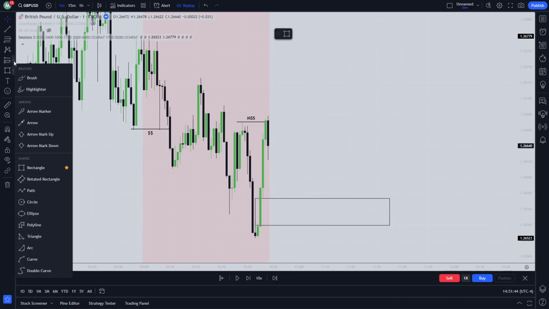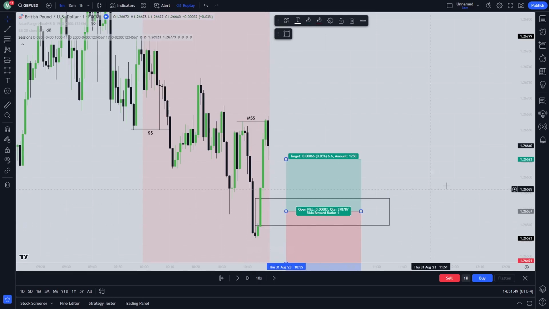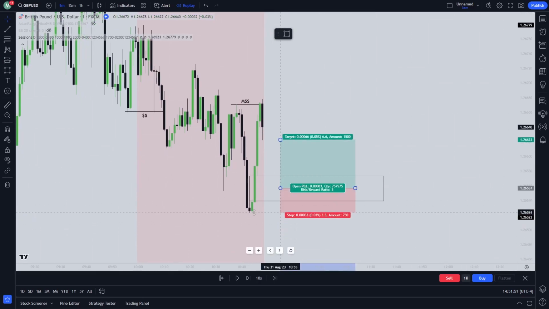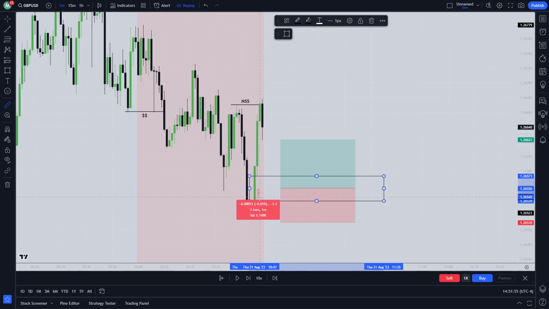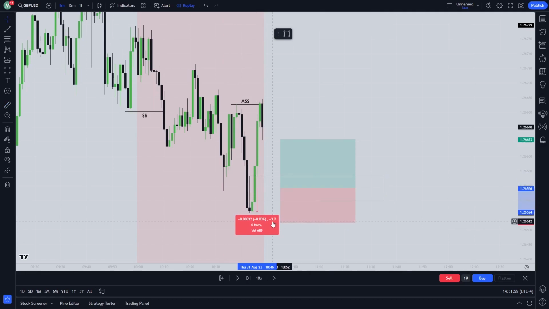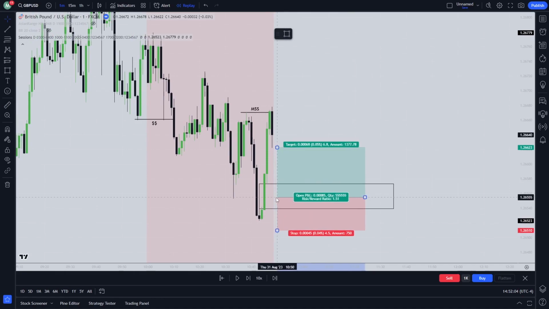We would enter off of the 50%, so it'd be roughly around here, and our stop loss low could be right here or right below here. Again, it's really important that you have a minimum of 3 pips. So this would be okay, right below this low, but it's really important you have a minimum of a 3 pip stop loss.